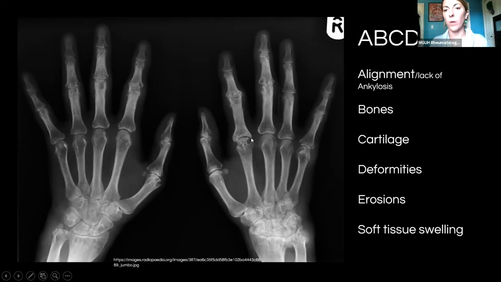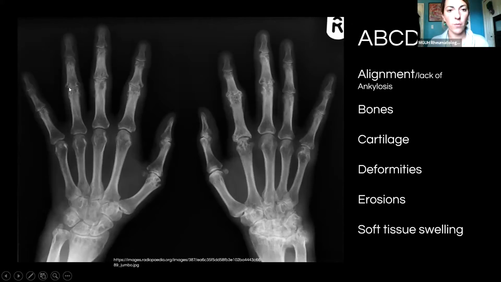So that's right here. These marginal erosions are on the edges of the joint space rather than being central erosions. And that's really important to understanding. It makes sense, right? It's the spot where that synovium can get right at the bone and the bone isn't protected by cartilage. But of course, this is going to thin your cartilage over time.